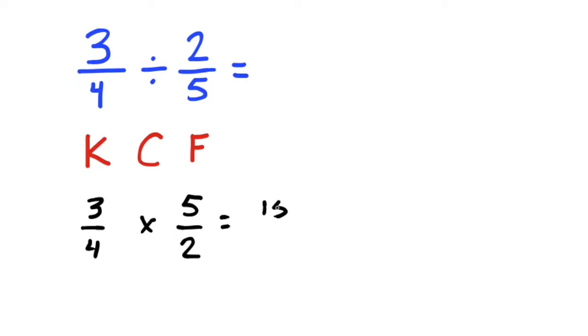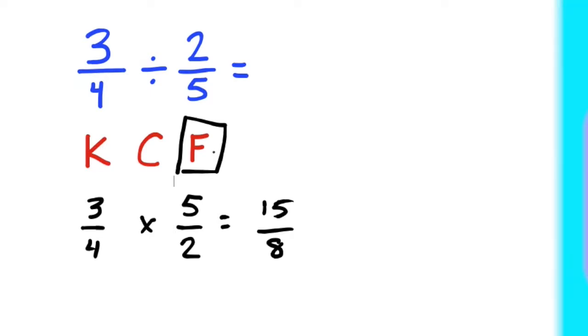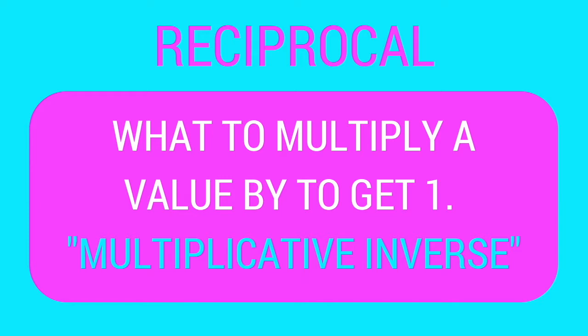So we have 15/8. Now, when I say flip, a lot of math books and math teachers are going to tell you that that is multiplying by the reciprocal. So let me define reciprocal for you now. A reciprocal is what to multiply a value by to get 1. It's also called the multiplicative inverse.